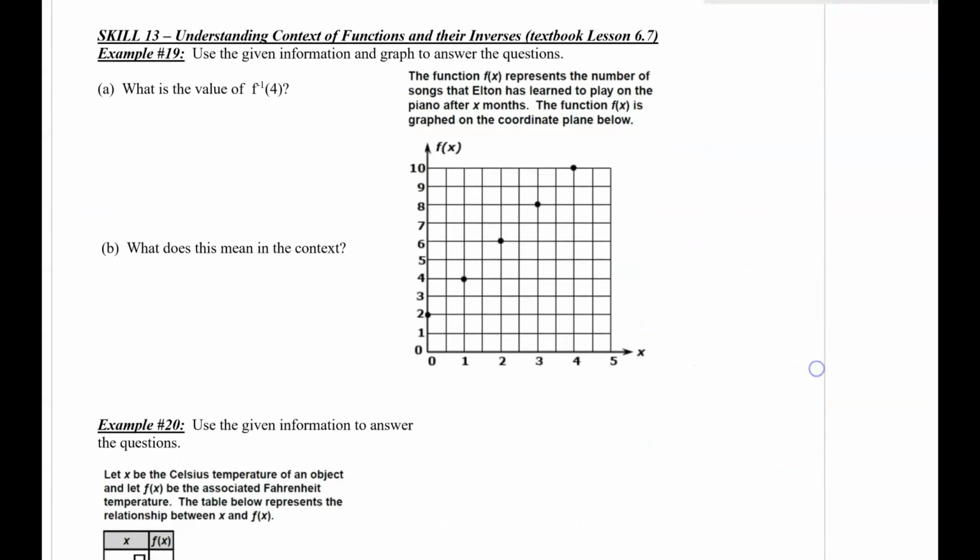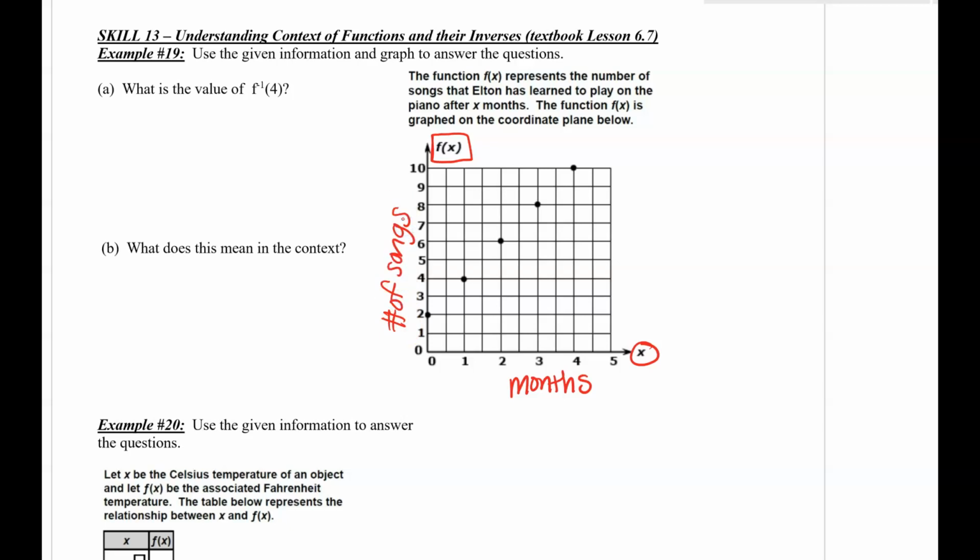All right, the last thing we're going to do is just look at how do we interpret inverses, okay? So we're going to put them in a situation. So for example 19, there's a graph here, and it says it's the function f of x. So f of x is the name of our function. And it represents the number of songs that Elton has learned to play on his piano after x months. So this x is months. And then the y represents the number of songs he has learned after so many months.